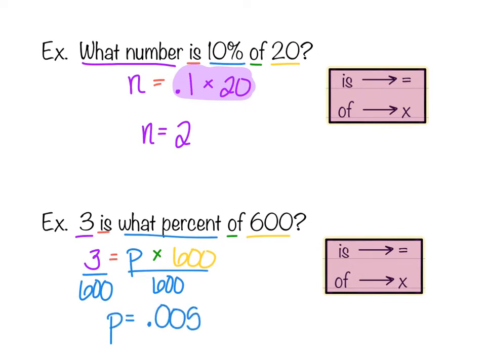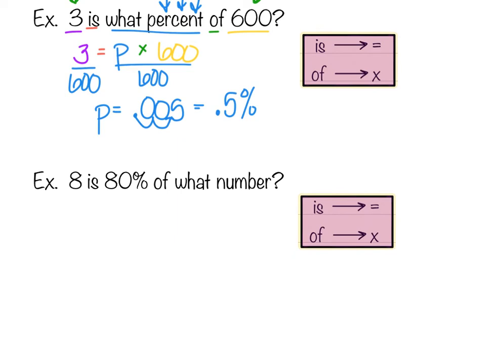0.005. And because it said what percent, this is why we put P and not n, we have to convert that. So we're going to move the decimal over twice, and that's going to be 0.5%. So 0.5%. That is not very much, 0.5%, right? Well, think about it. 3 is not very much of 600. So that makes sense. It's not a very big portion of it. It's 0.5%.